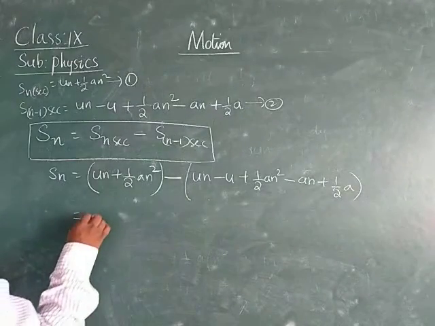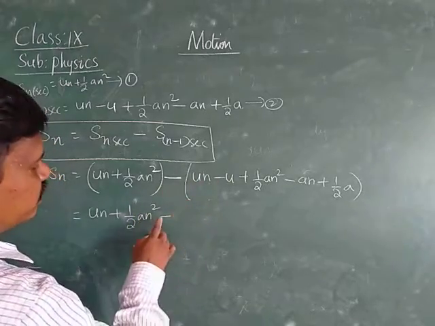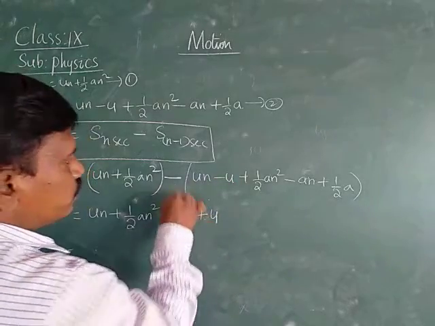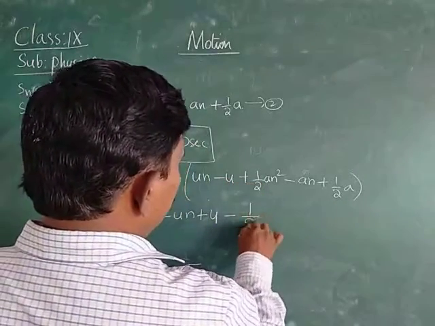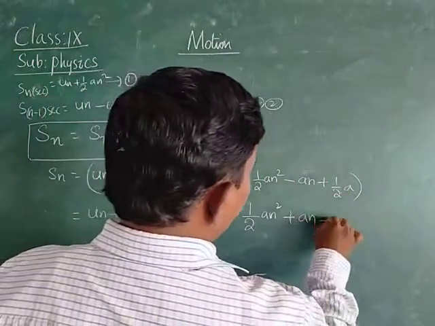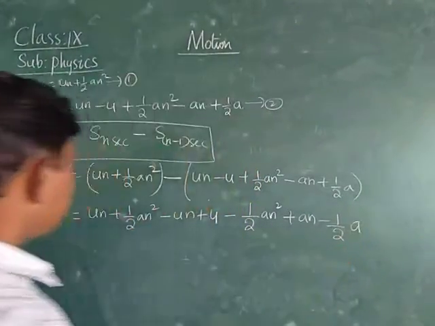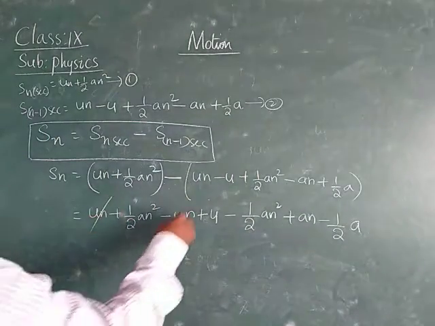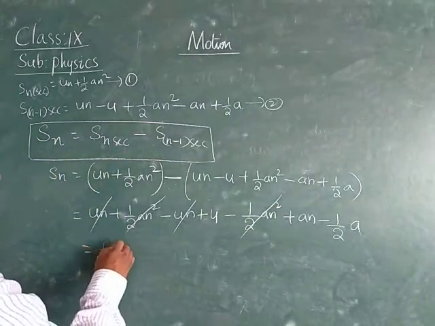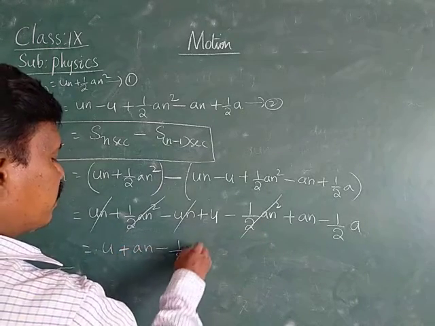Okay. Now un plus half an square. Now multiply each and every term with a minus: un minus into minus plus u, plus minus into plus minus half an square, minus into minus plus an, minus into plus minus half a. Okay. Now say here plus un minus un, plus half an square minus half an square. Write the remaining u plus an minus half a.